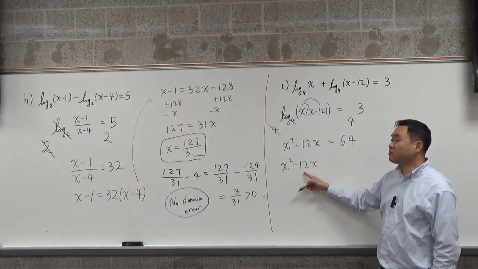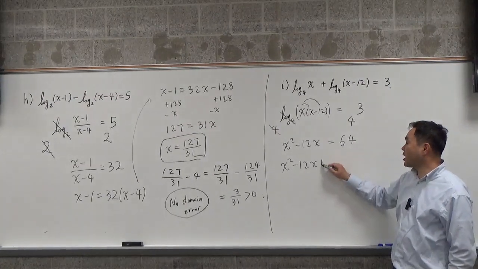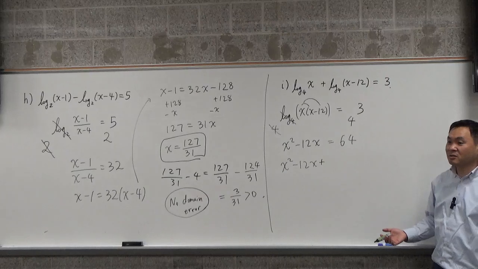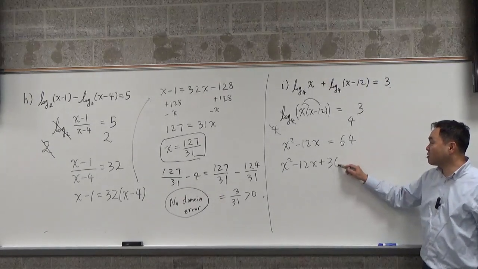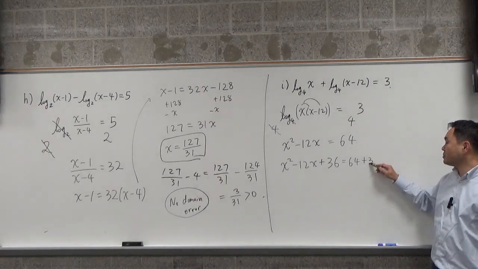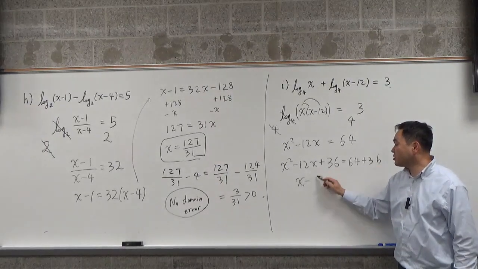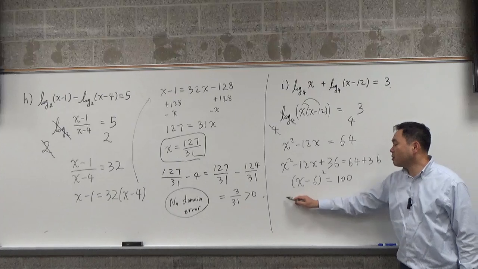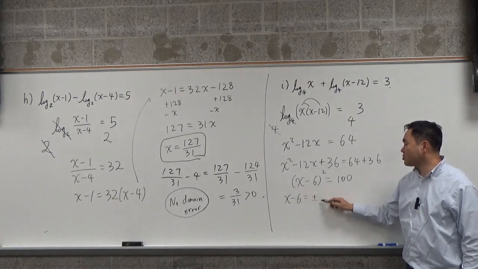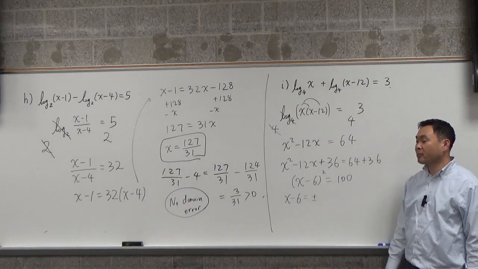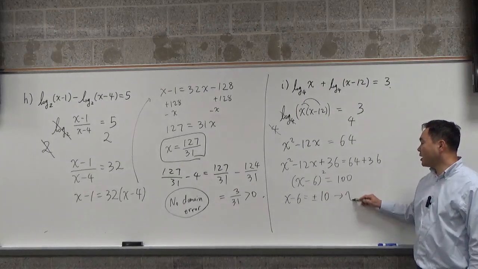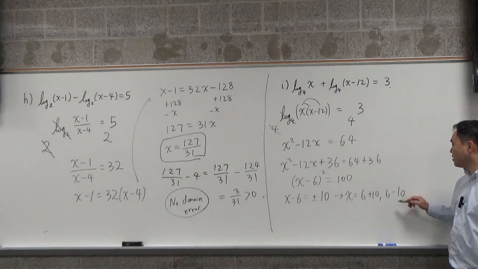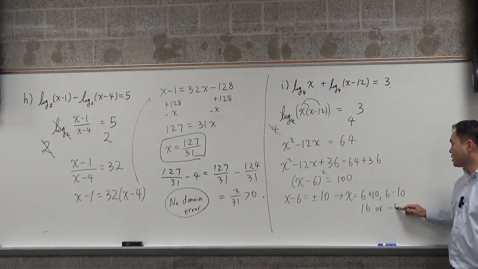All right, so since half of negative 12 is negative 6, what should you add to both sides? Half of negative 12 is negative 6. What do you add to both sides? 6 squared, 36. You add 36 to both sides. And this gives you x minus 6 squared equals 64 plus 36, which is 100. Therefore, x minus 6 would be plus or minus the square root of 100. What's the square root of 100? 10. So that means x is 6 plus 10 or 6 minus 10, which is 16 or negative 4.